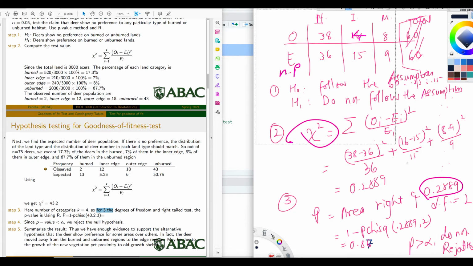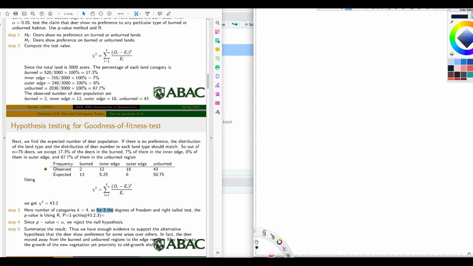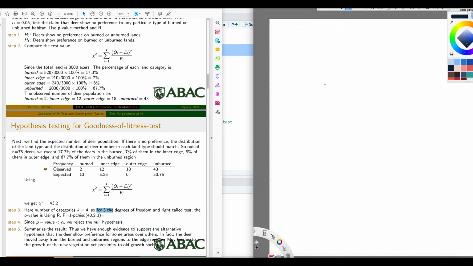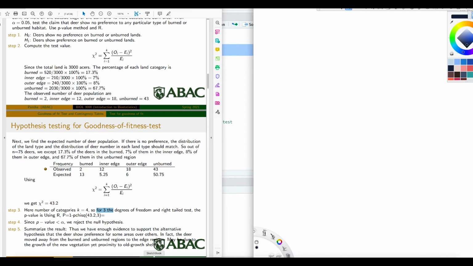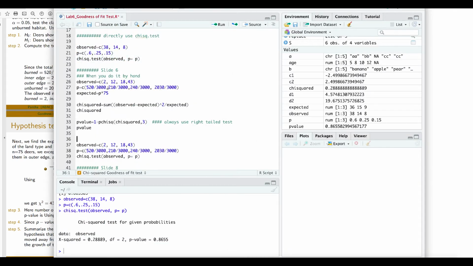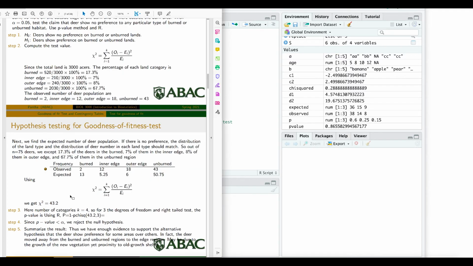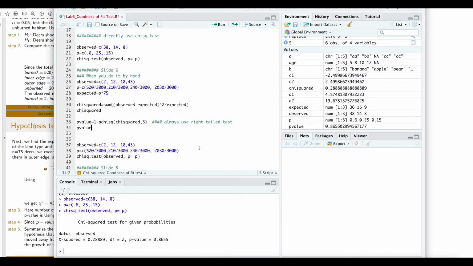Okay, guys. So what I'm going to do is I will show you this by using R. Okay, guys. So let us use R to do those calculations. Let us look at that. So observed is 2, 12, 18, and 43.